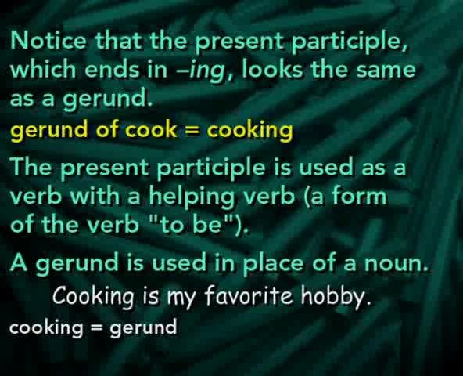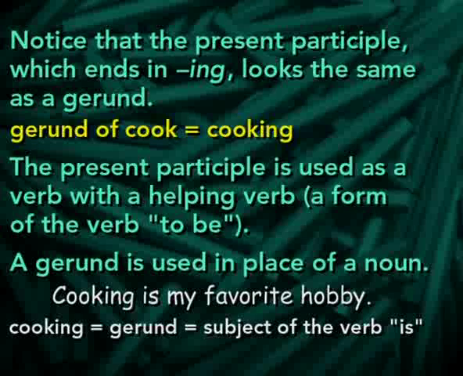In that sentence, cooking is the subject of the sentence. It's the subject of the verb is. And remember, the subject of a verb would always be a noun or a pronoun. Since cooking is being used as a noun in that sentence, it's a gerund, not a present participle.